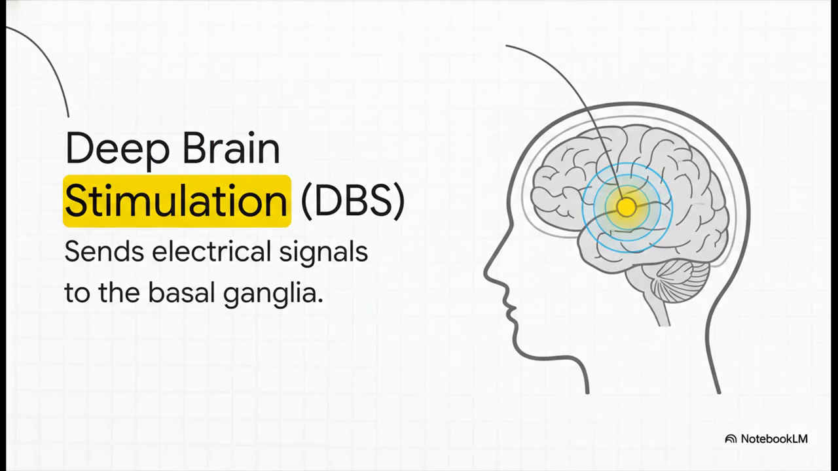But what happens when medications aren't controlling the symptoms well enough anymore? For those patients, we have a more advanced option, deep brain stimulation, or DBS. This is a neurosurgical procedure where an electrode is implanted into a specific part of the basal ganglia. This electrode then sends electrical impulses that help override the abnormal signaling and re-regulate that dysfunctional motor circuit.